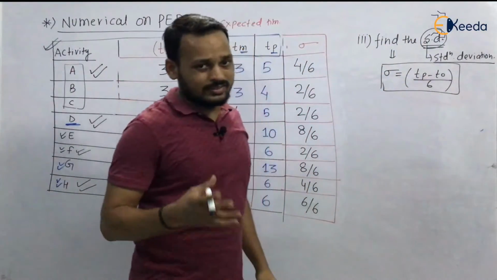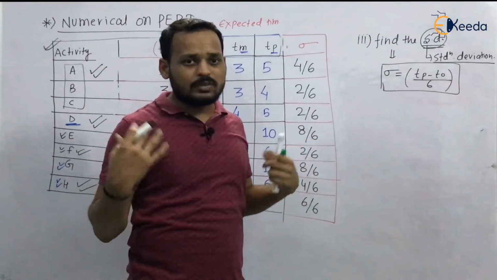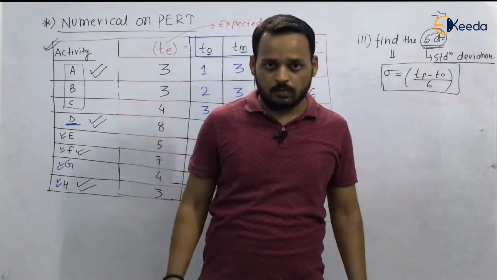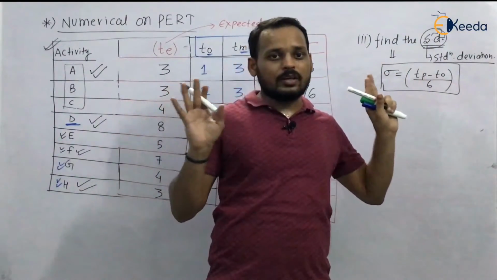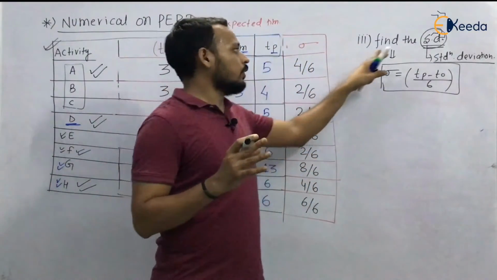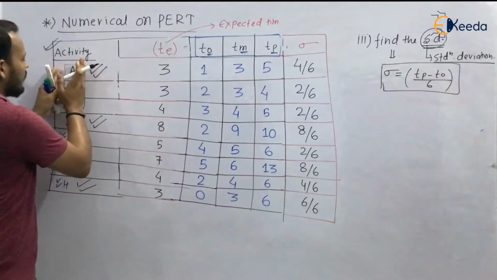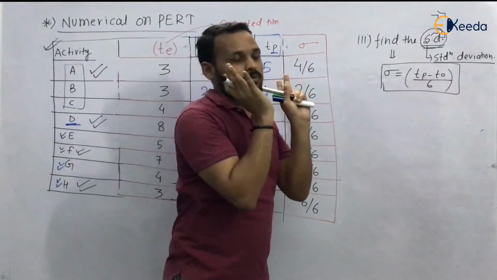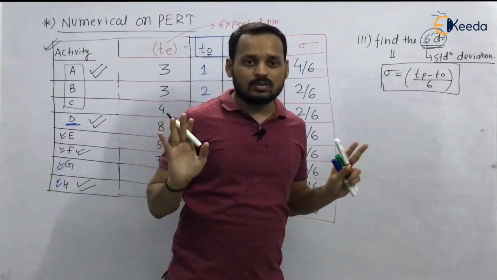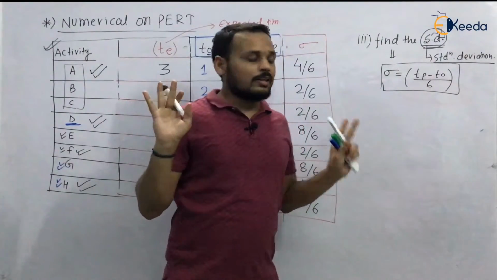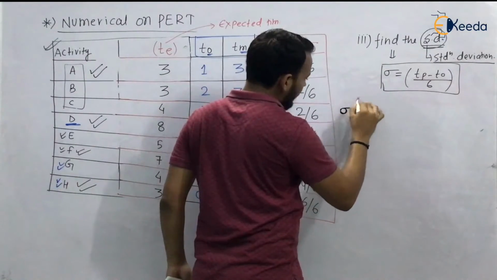If the question simply says find the standard deviation, you will get confused about which activities to find it for. If it asks for a particular activity, that is activity A, then 4 by 6 was your answer. But here the question simply says find the standard deviation, so just find the standard deviation for the critical activities only.